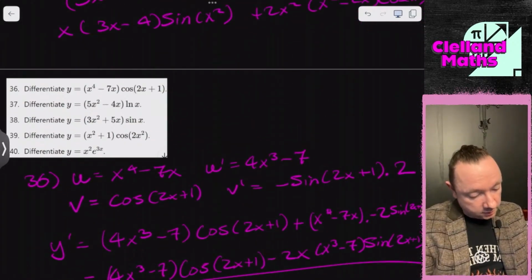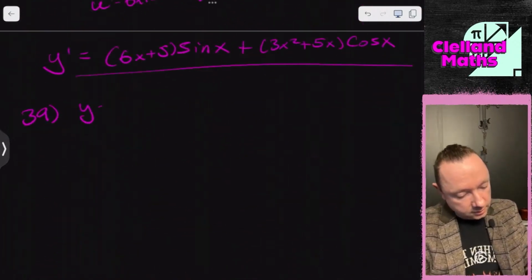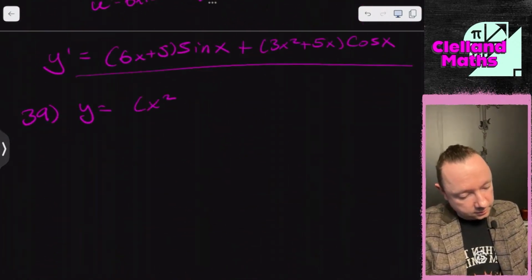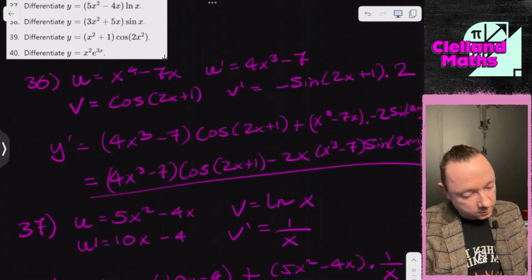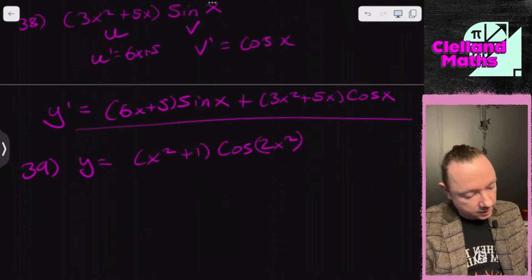Right, 39. (x squared plus 1) cos(2x squared). This is getting tricky, you know. x squared, can't even remember my brain. (x squared plus 1) cos(2x squared). There we are.